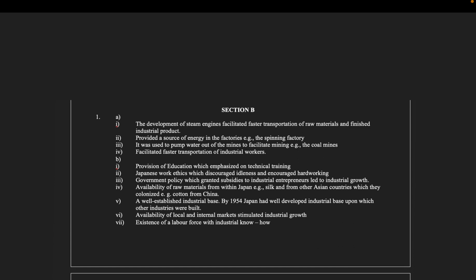b. Provision of education which emphasized technical training. Japanese work ethics which discouraged idleness and encouraged hard work. Government policy which granted subsidies to industrial entrepreneurs led to industrial growth. Availability of raw materials from within Japan, e.g., silk, and from other Asian countries which they colonized, e.g., cotton from China. A well-established industrial base.